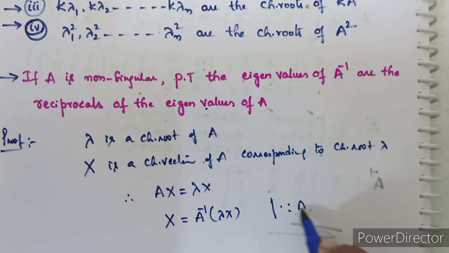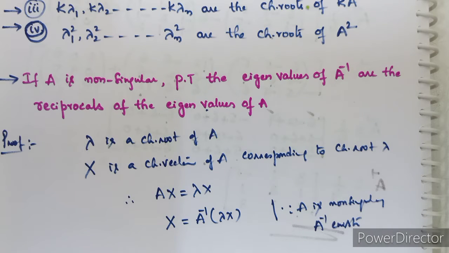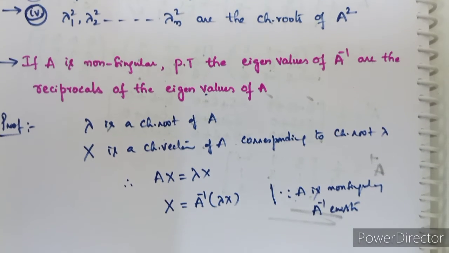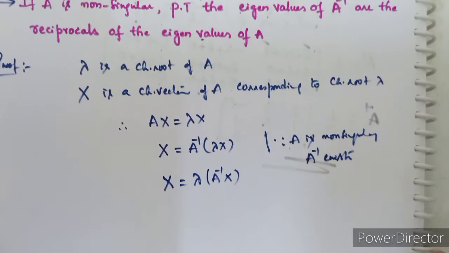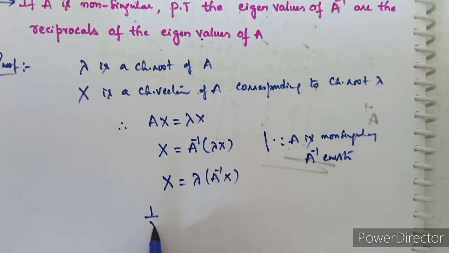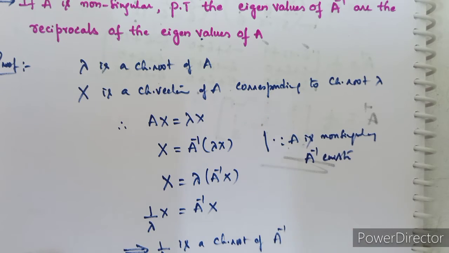Since A is non-singular, A inverse exists. For a non-singular matrix only, inverse exists. X is equal to, we write this as lambda times A inverse into X. Now we bring this lambda to the left side. 1 by lambda into X is equal to A inverse into X. This implies 1 by lambda is a characteristic root of A inverse.